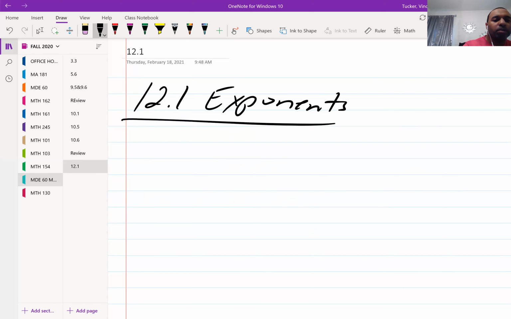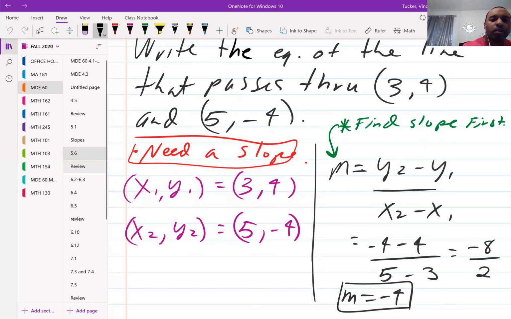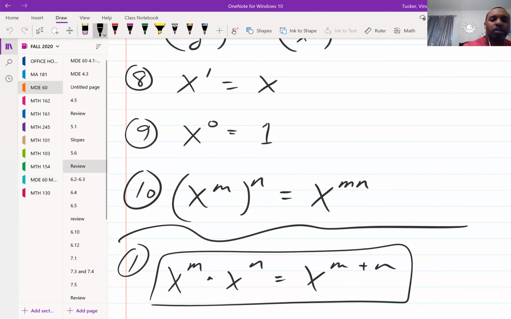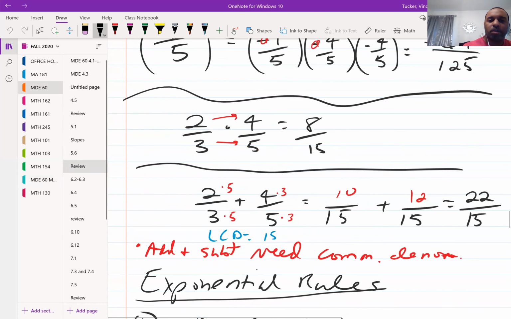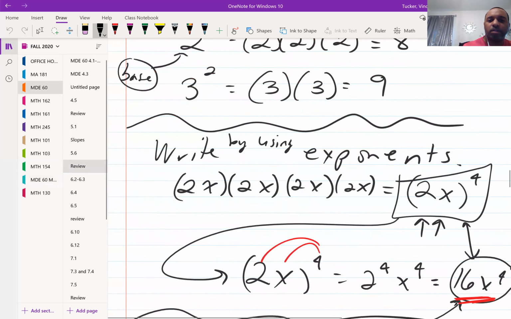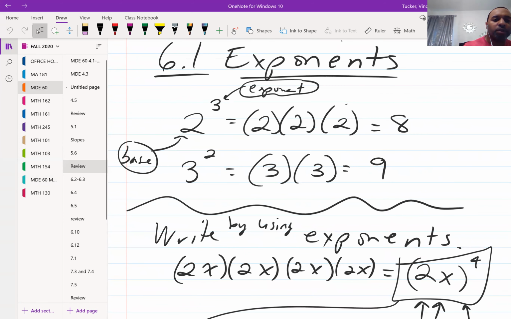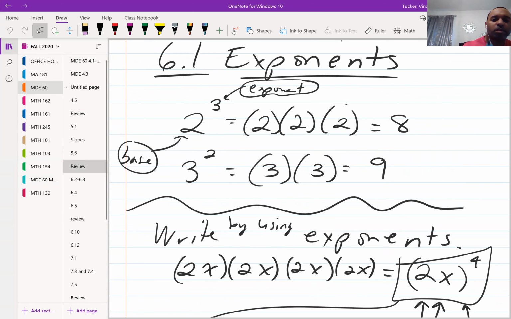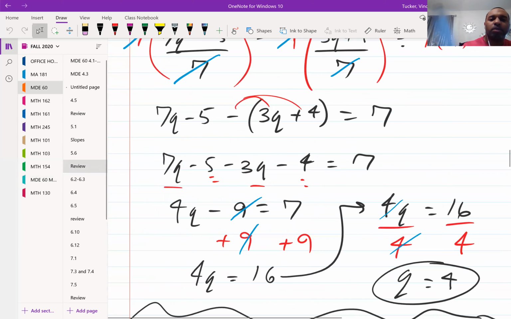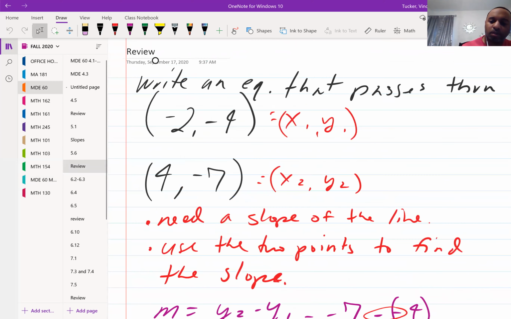Hold on, I wrote these notes somewhere already. Okay, there we go. I should have put 6.2 in there. Hold on. I don't know why I don't notate this stuff when I first do it.